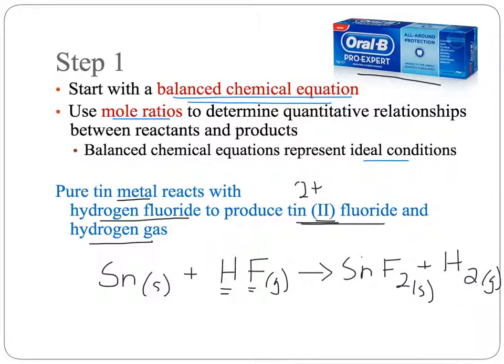So to balance this chemical equation, really all you need to notice is that we've got a 2 here for the fluorine, or the fluoride ion, and a 2 here for the hydrogen, so we must need a 2 as the coefficient in front of our hydrogen fluoride.